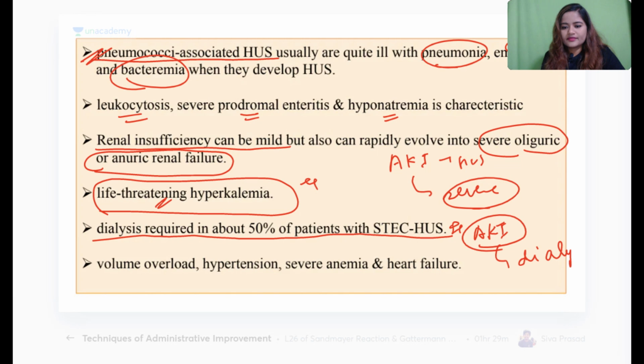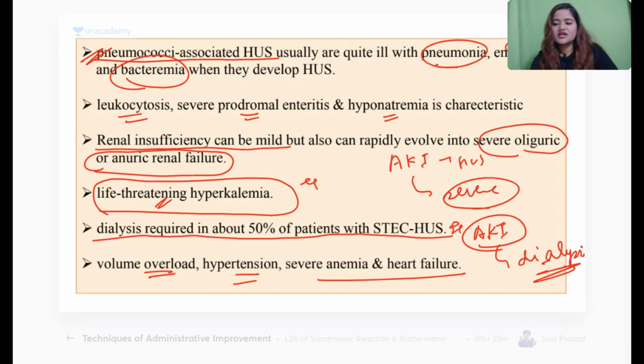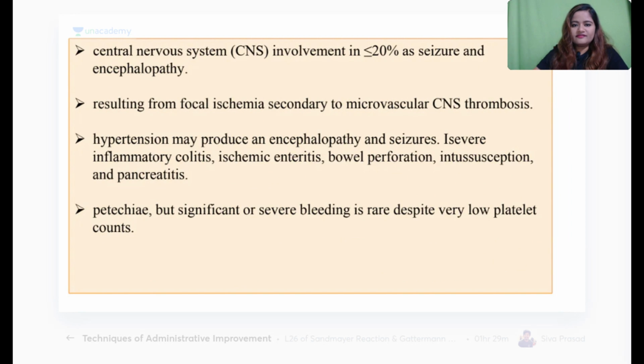ठीक है? So this is very important. We have to do a dialysis. There can be volume overload, hypertension, anemia, and heart failure, which can occur as complications. So अगर acute renal failure है, तो again patient can have hypertension. The patient will have volume overload because of less excretion of the fluid from the body. Severe anemia MAHA के वजह से हो रहा है, overload के वजह से the patient can go into heart failure.